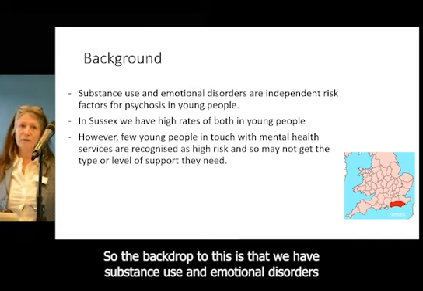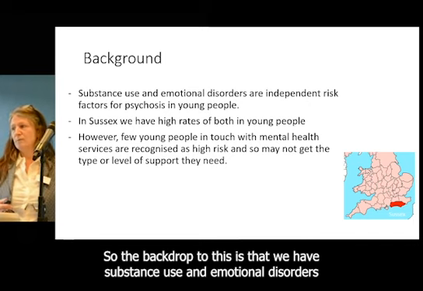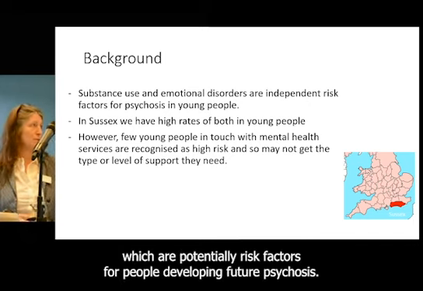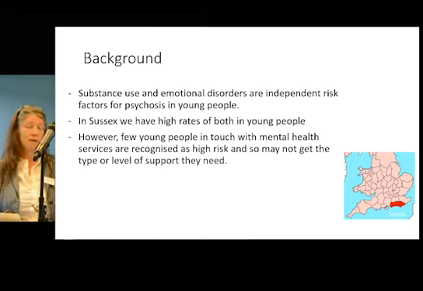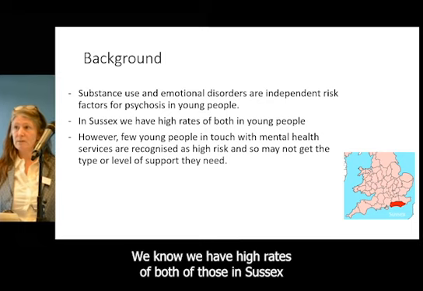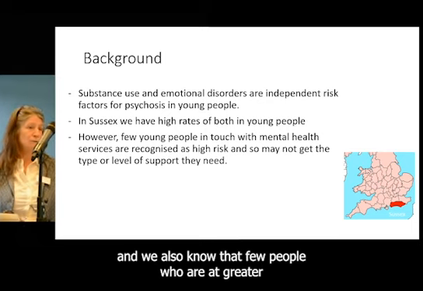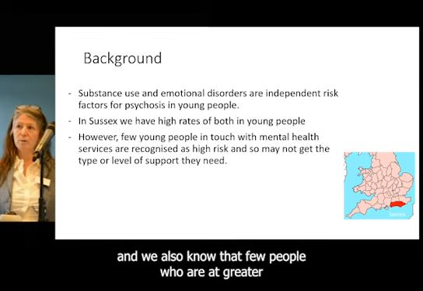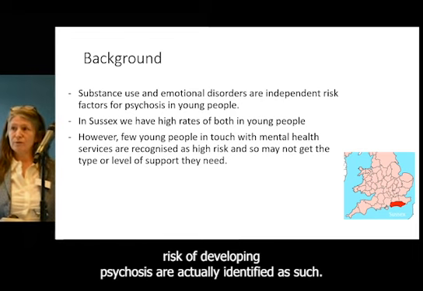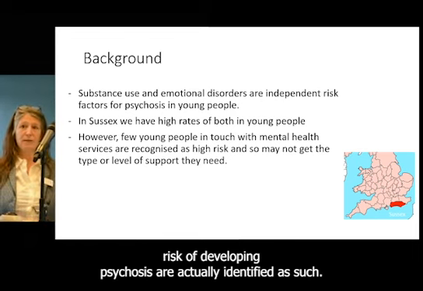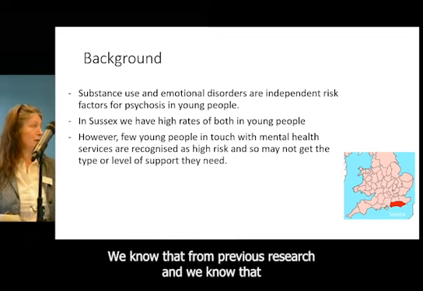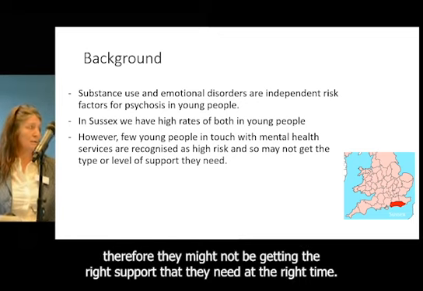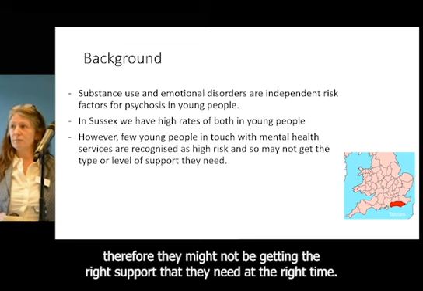So the backdrop of this was that we have substance use and emotional disorders, which are potentially risk factors for people developing future psychosis. We know we have high rates of both of those in Sussex, and we also know that few people who are at greater risk of developing psychosis are actually identified as such. We know that from previous research, and we know that therefore they might not be getting the right support that they need at the right time.